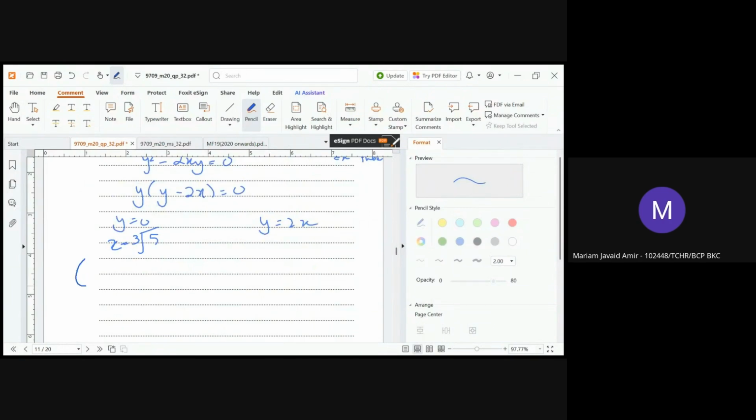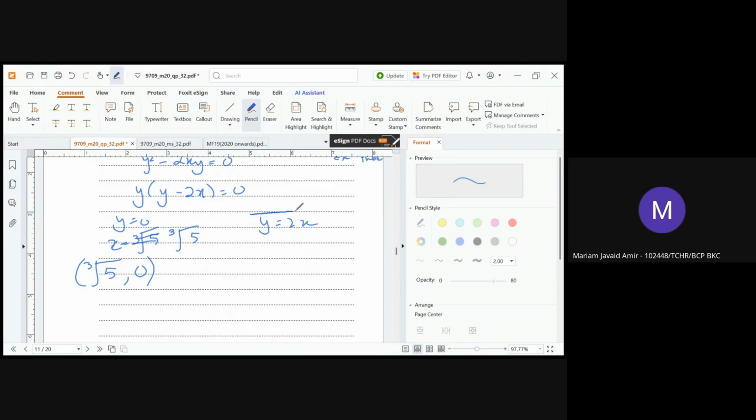So one of the coordinates is cube root of 5. Cube root should look like cube root. It shouldn't look like 3 times square root of 5. So let me rewrite this, cube root of 5, comma 0. This is one of the coordinates.